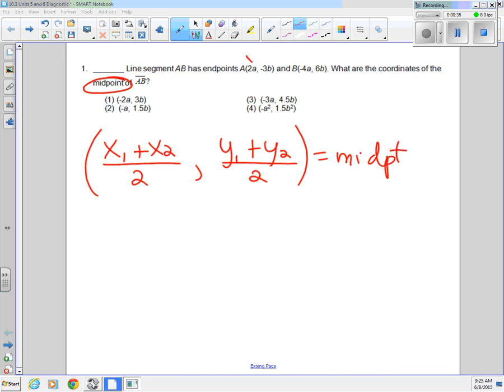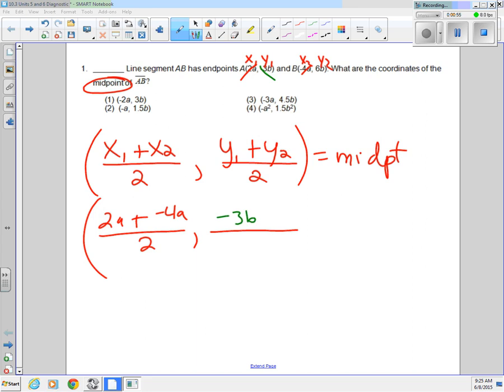So I have my x1, y1, x2, y2, and x1 is 2a. So I'll cross that out. X2 is negative 4a. Cross that out. I like crossing them out because sometimes people get confused and put things in the wrong spot. If you cross them out as you go, you kind of avoid that mistake. Then I have negative 3b plus 6b over 2. And now I just have to do this.